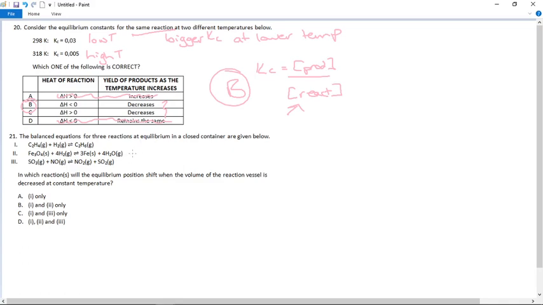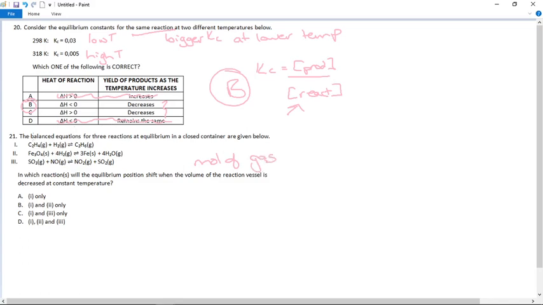21. The balanced equations for three reactions at equilibrium in a closed container are given below. In which reaction will the equilibrium position shift when the volume of the reaction vessel is decreased at constant temperature? So now this one, when we are decreasing the volume of the reaction vessel, it's the effect of increasing concentration. And when we look at the change in size of the reaction vessel, we have to look at the moles of gas on the left and the moles of gas on the right.